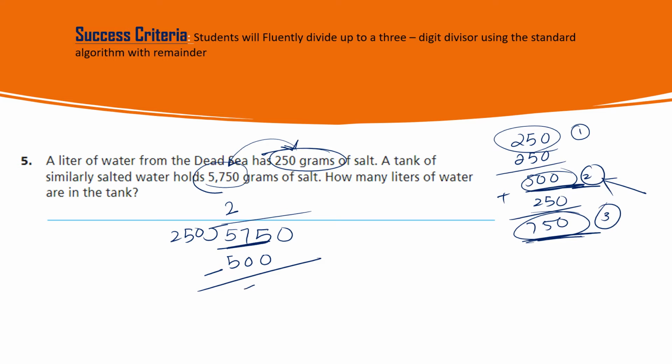Now subtract, you will get 75. Bring the 0 down. Now look, if there is already a number and you are bringing the zero down, in that case you will not write the zero up. So now you know that 3 times 250 gives us 750. So now the question is, how many liters of water are in the tank? There are 23 liters of water in the tank.